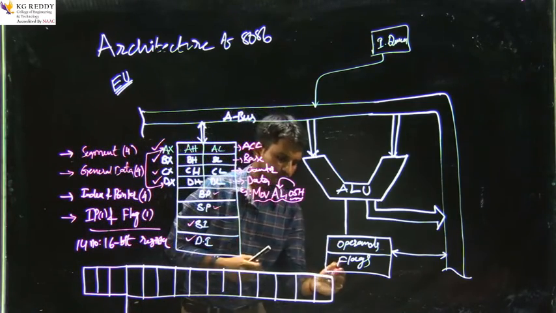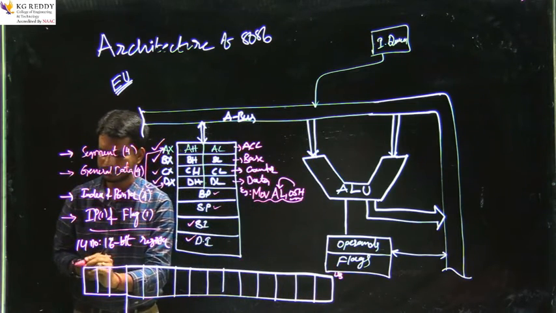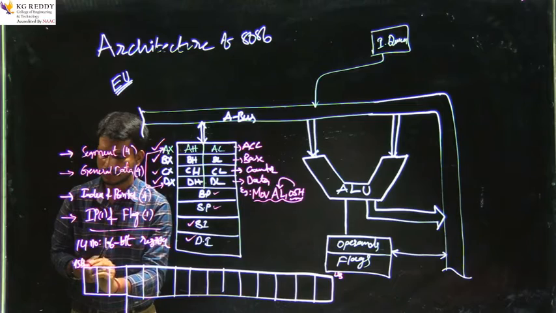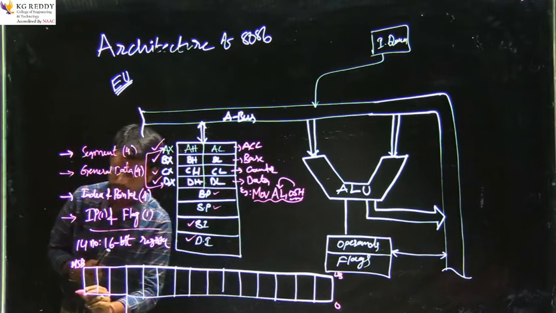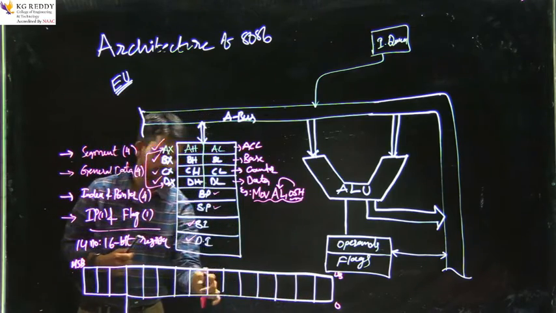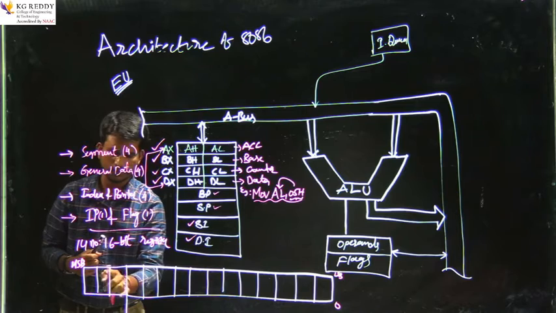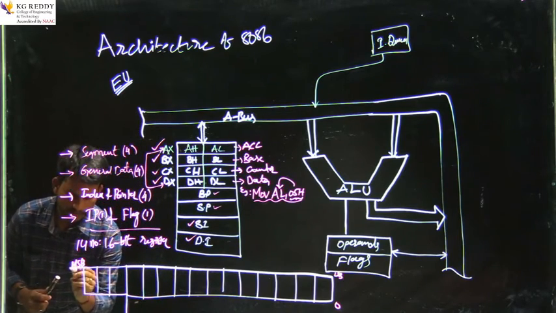The first field, starting from LSB to MSB, nothing but 0 to 15, is the number of bits. So count 1, 2, 3, 4, 5, 6, 7, 8, 9, 10, 11, 12, 13, 14, 15, and one more, it is 16.